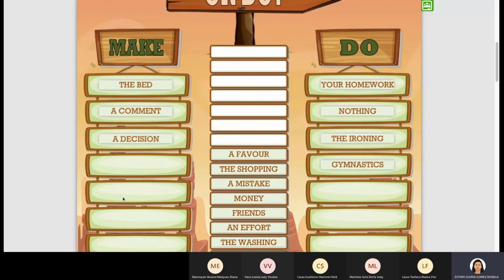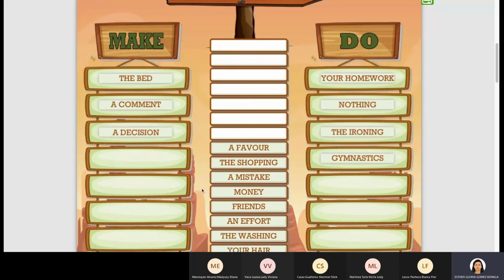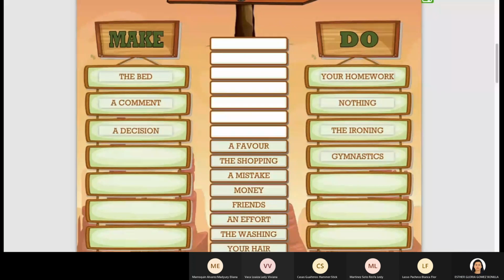What about a favor? Make a favor or do a favor? Can you do or make me a favor? Make. Do you create something? ¿Creas algo? ¿Produces algo? No, do a favor. Do a favor, very good. It's abstract, es una palabra abstracta.